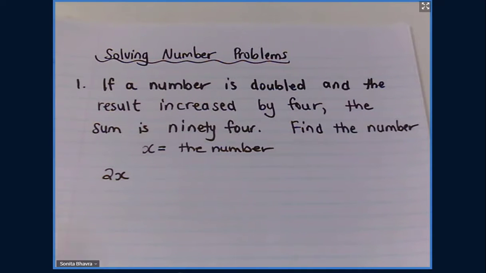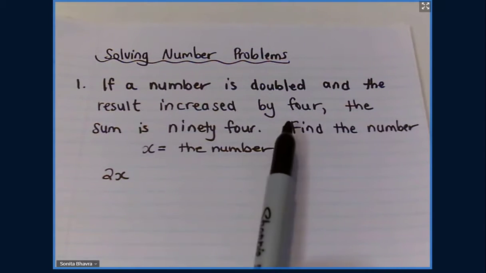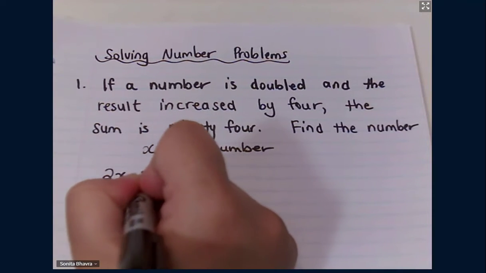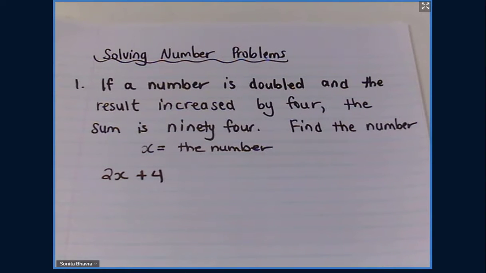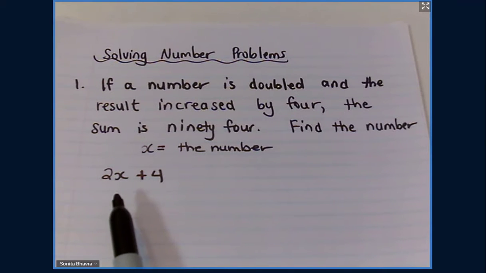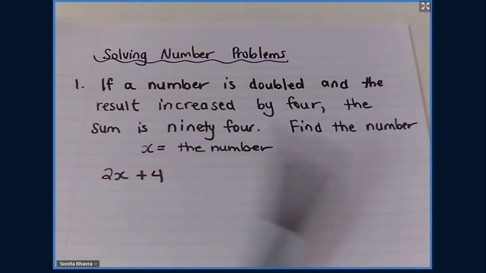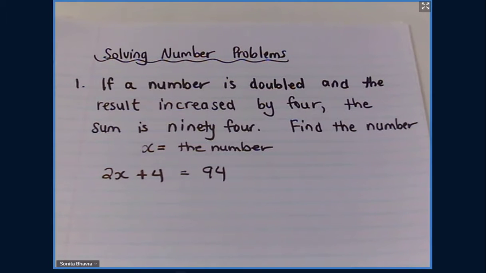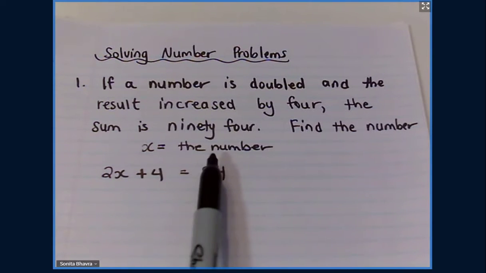Next, we know the result is increased by 4. So we know we're going to add 4. Like that. And we know that when we have this equation, the sum of it is 94. So the sum means addition. So when we add these two together, it is equal to 94. All right, so there is our equation. So find the number means we have to solve for X to find the number, because X represents the number.